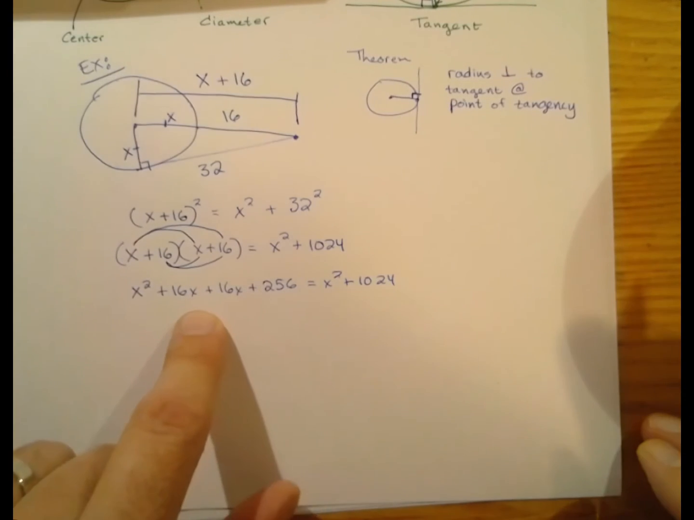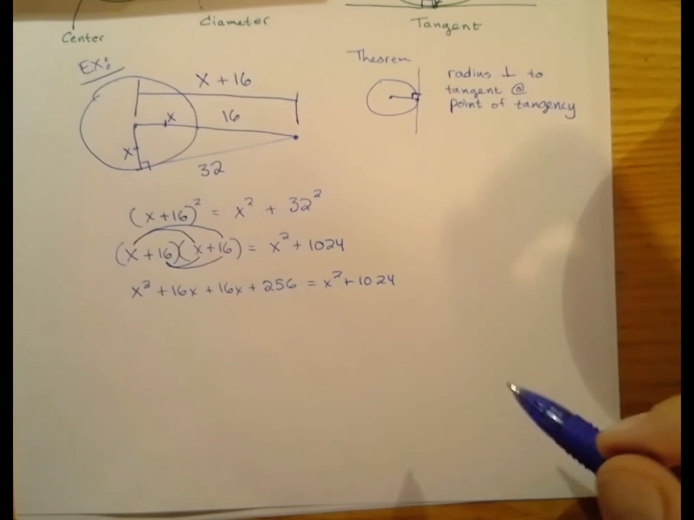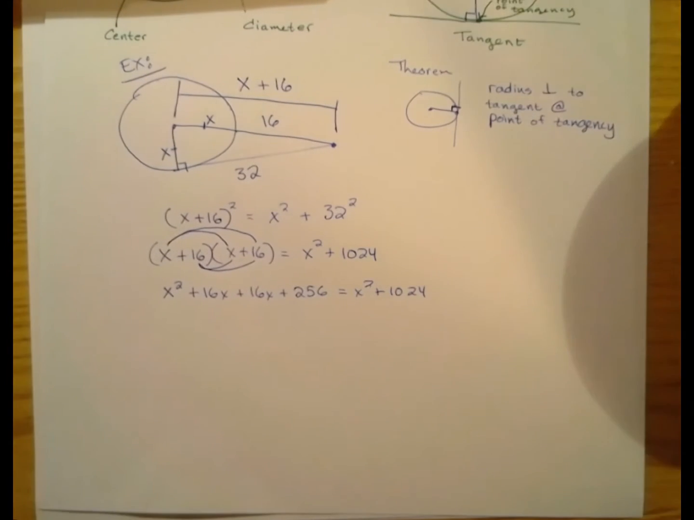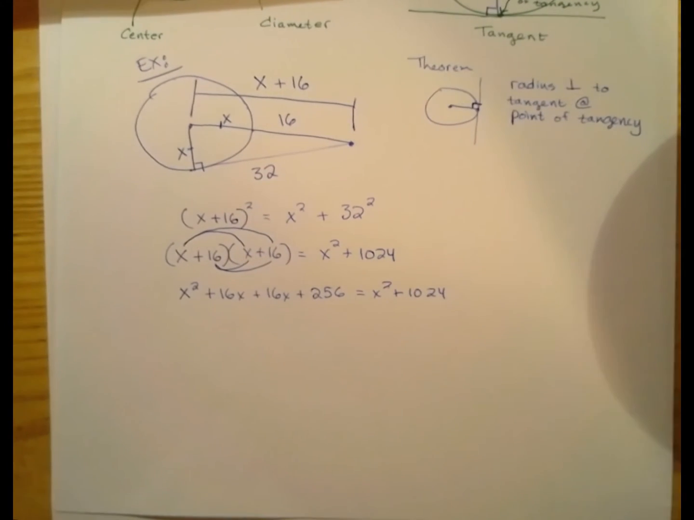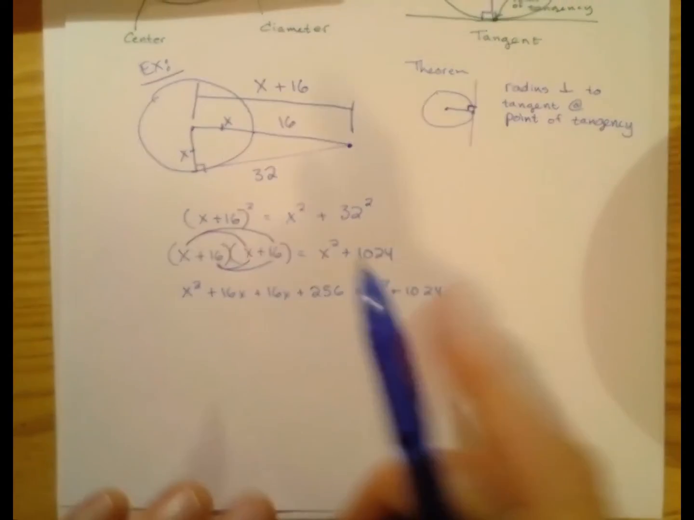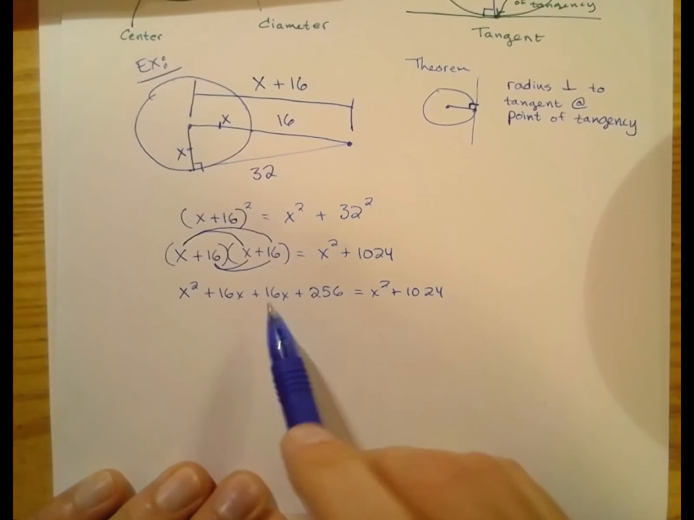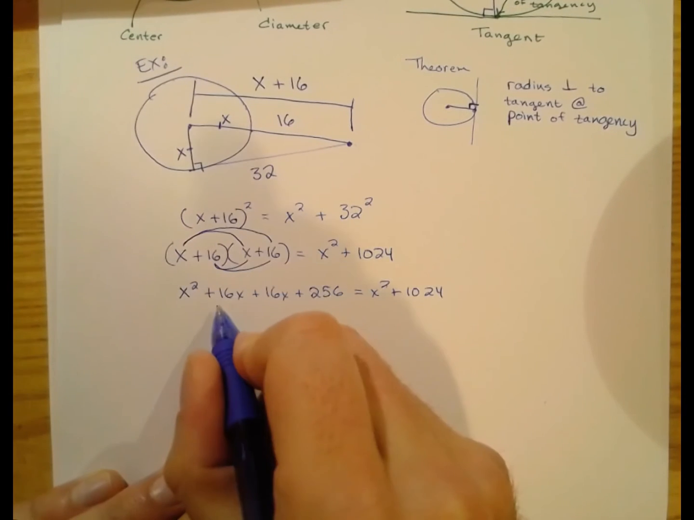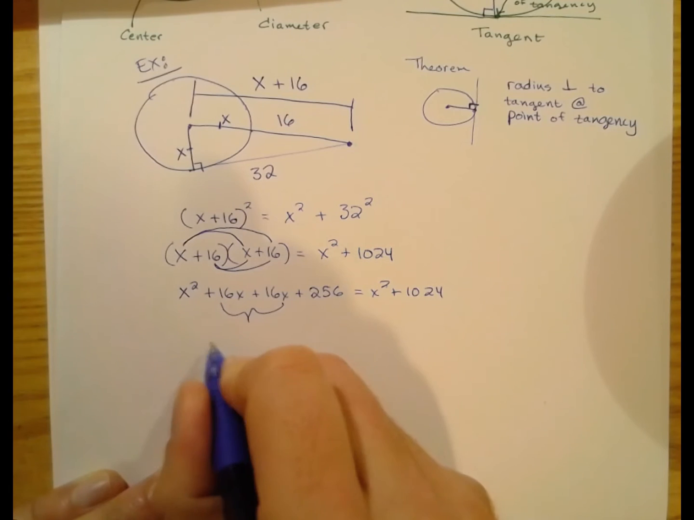All right. When you FOIL, well, not always, but typically when you have an x term and a constant, you're going to have two like terms here in the middle, which we can just add those two together.